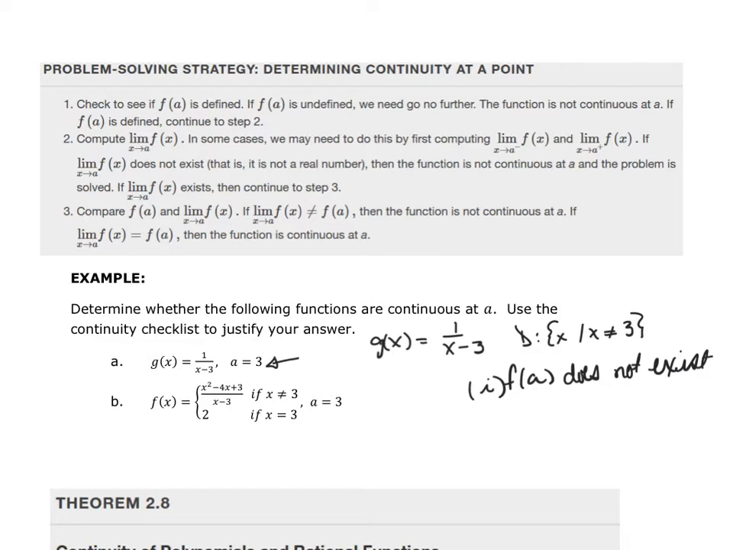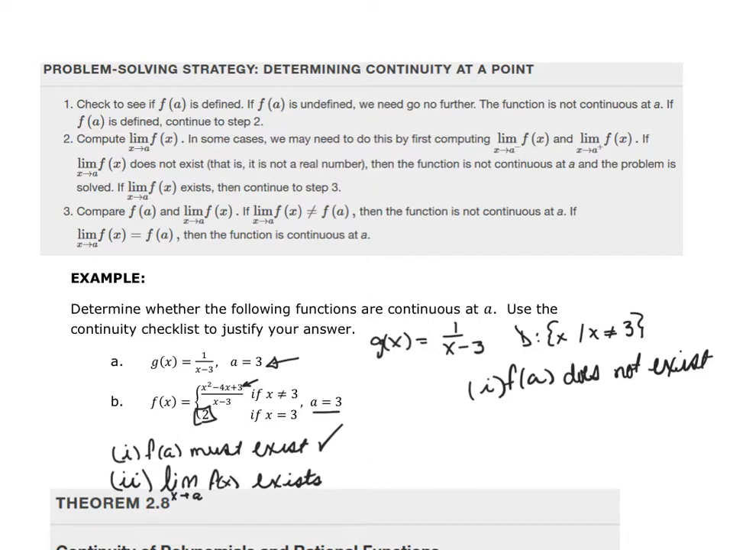Let's take a look at B. Again, a is 3. So if x equals 3, then f of x is 2. If x does not equal 3, then we use this equation. So the first part of the checklist is f of a must exist. Done. The second one is the limit as x approaches a of f of x exists.